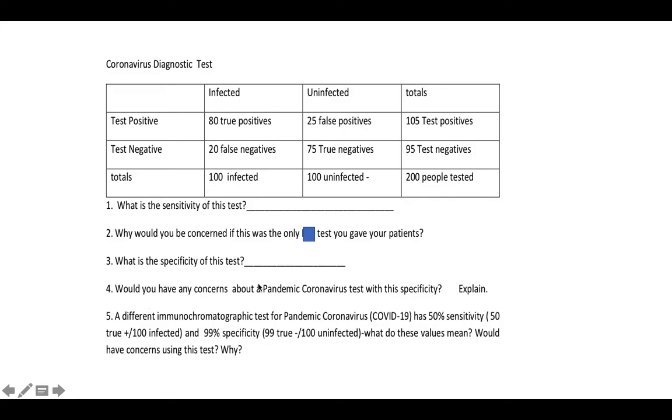And then the specificity, guys, is going to be true negatives over total uninfected, so that's going to be 75%. The concern here is that 25% of the uninfected will get false positive results. And again, that might mean they can't go to work. It might cause emotional distress. They might have to be isolated from family and friends. So that also is not good. But this is the one that really troubles me, you guys: those false negative results.